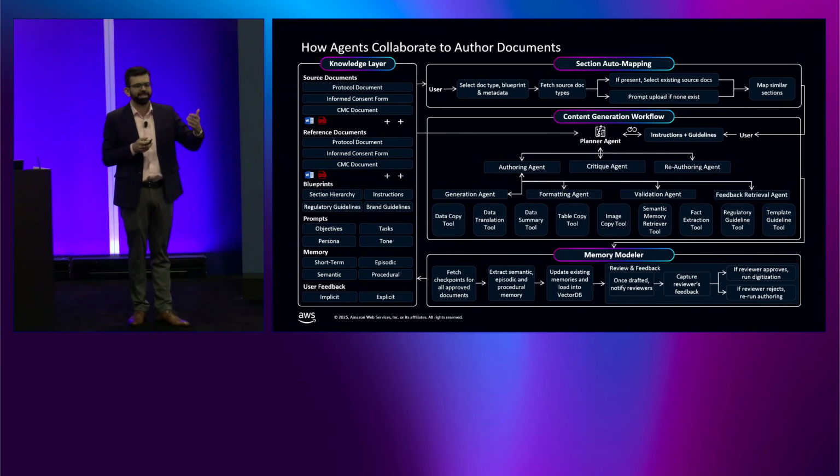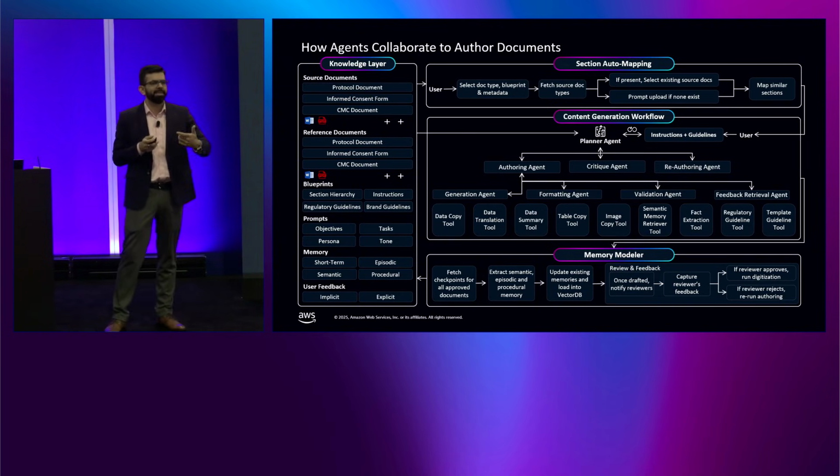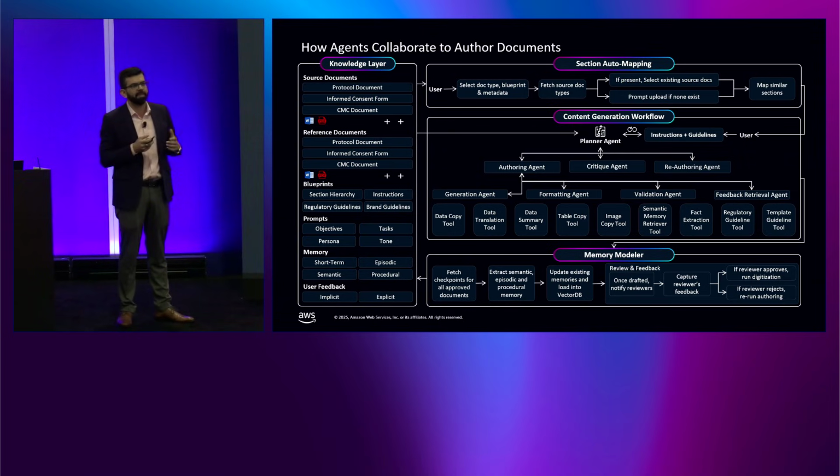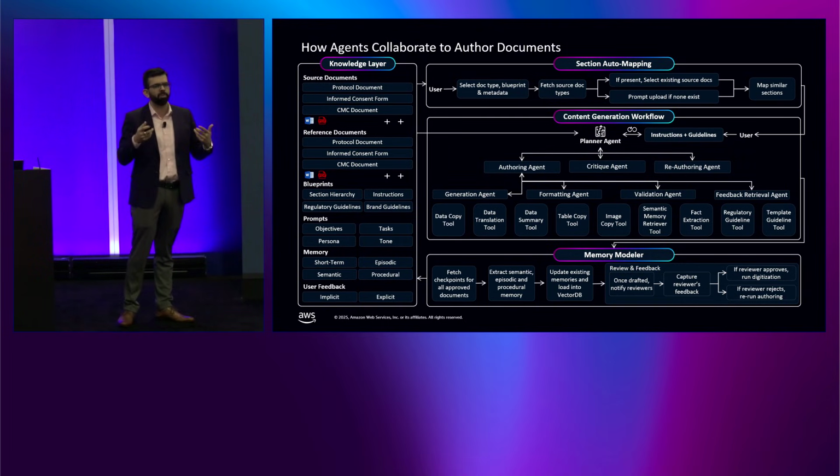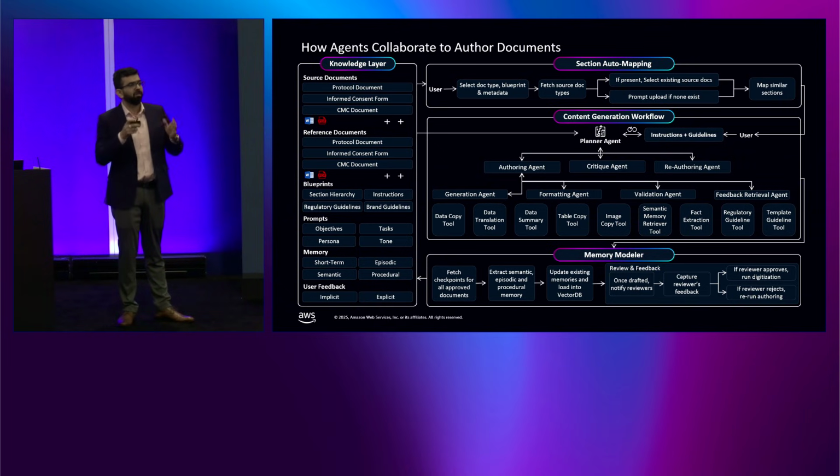An example of this is the planner agent may call an authoring agent, the tone refinement agent, and the critique agent to generate the right information. And inherently, all these agents are powered by a suite of different tools. An example of a tool here is the data copy tool, or a table extraction tool, or an image extraction tool. So all these tools are enabling the agents to perform their job, right? And while all these interactions are happening across the different agents, all this information is stored in a memory layer.